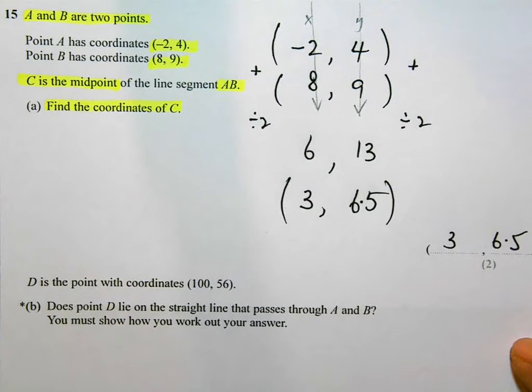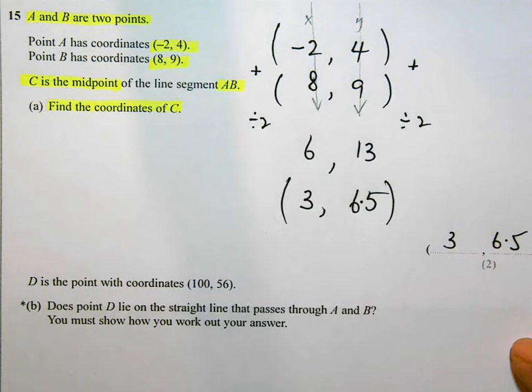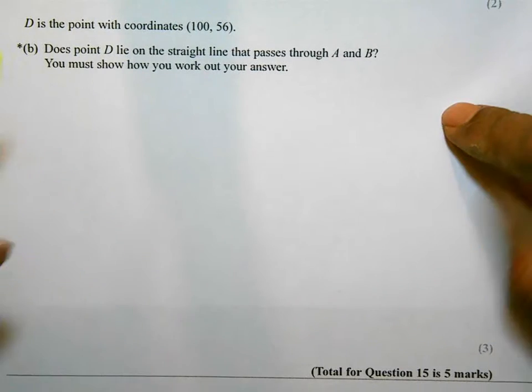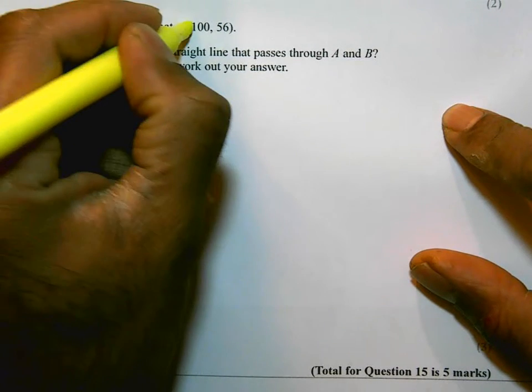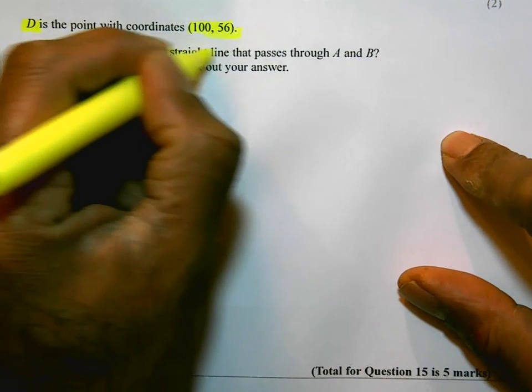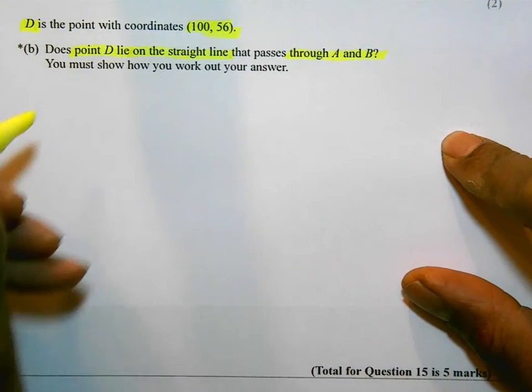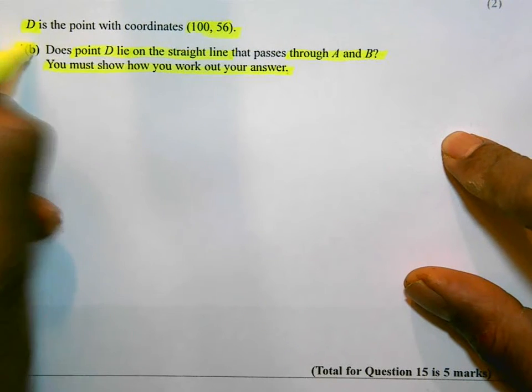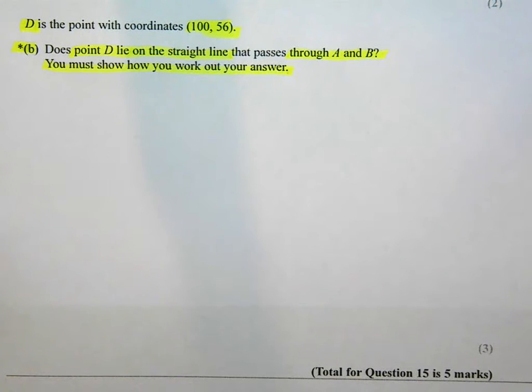Okay, in part B, it starts off by saying D is a coordinate (100, 56). Does the point D lie on the straight line that passes through A and B? You must show all your working, and I also need to point out that there's a star next to part B. So for part B, I need to make sure I write a sentence at the end to get quality of communication marks and to pick up all the marks for this.